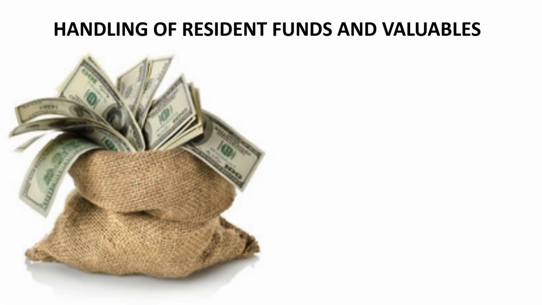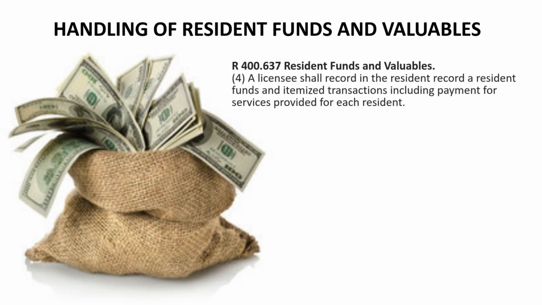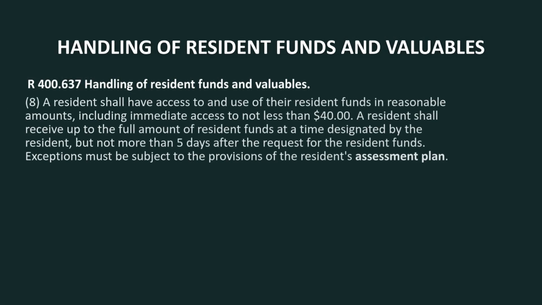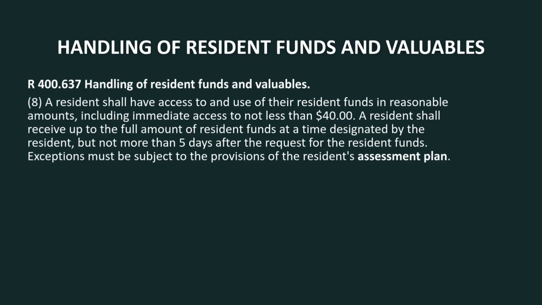According to rule ending in 637, Sub-Rule 4, a licensee shall record in the resident record or resident funds and itemized transactions, including payment for services provided for each resident. Residents shall have access to and use of their resident funds in reasonable amounts, including immediate access to not less than $40. A resident shall receive up to the full amount of resident funds at a time designated by the resident, but not more than 5 days after the request for the resident funds. Exceptions must be subject to the provisions of the residence assessment plan.